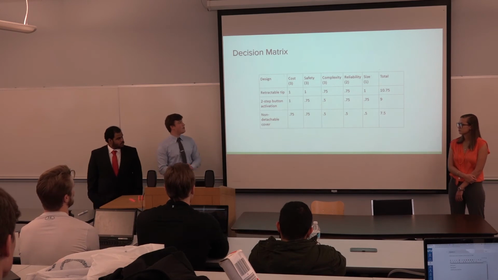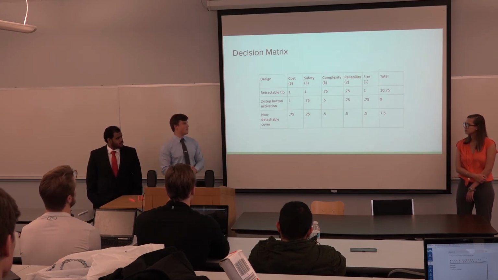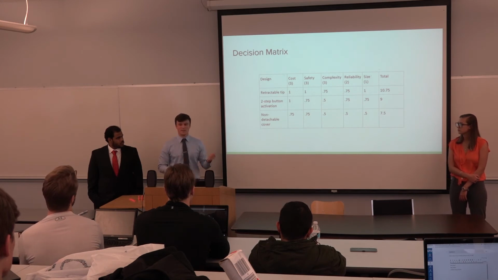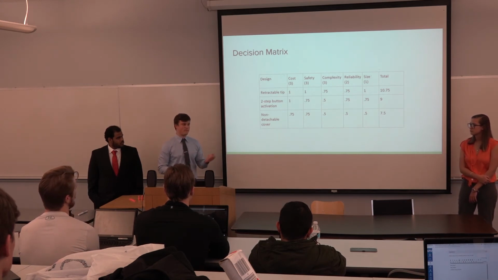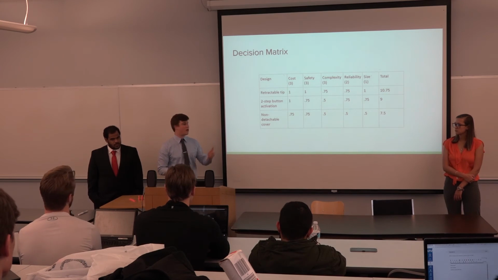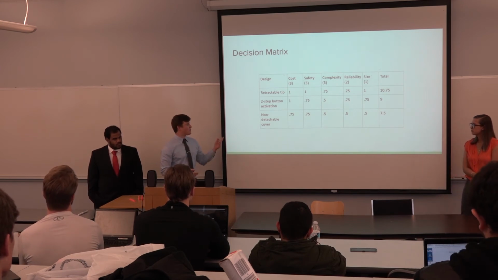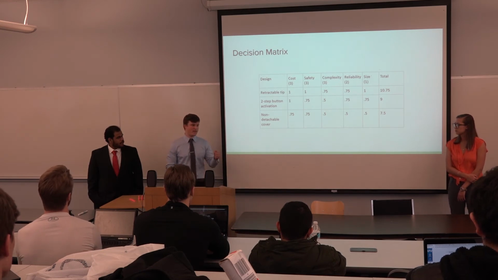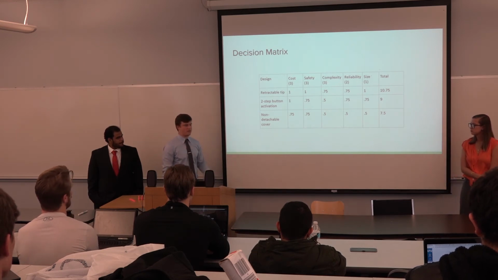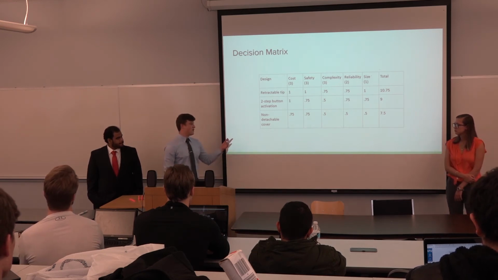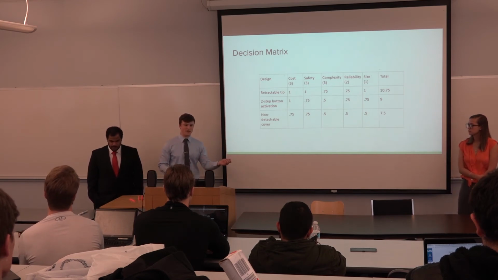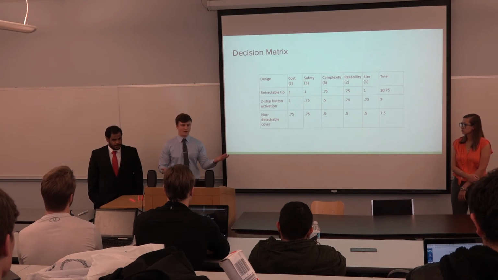So we decided to create a decision matrix. This is actually our second revision of it, but our first idea was a retractable tip, kind of like a pen, except auto-retracting. We also thought of a 2-step button, that way it couldn't just be pressed down easily by an object or something other than a human. And then a non-detachable cover, that way, when they dispose of it, they couldn't just lose the cover or the cap and then dispose of it without that.